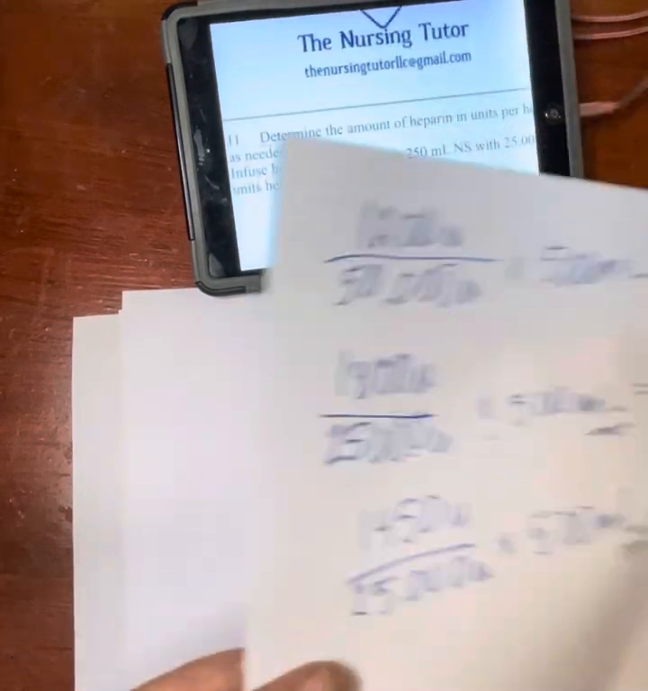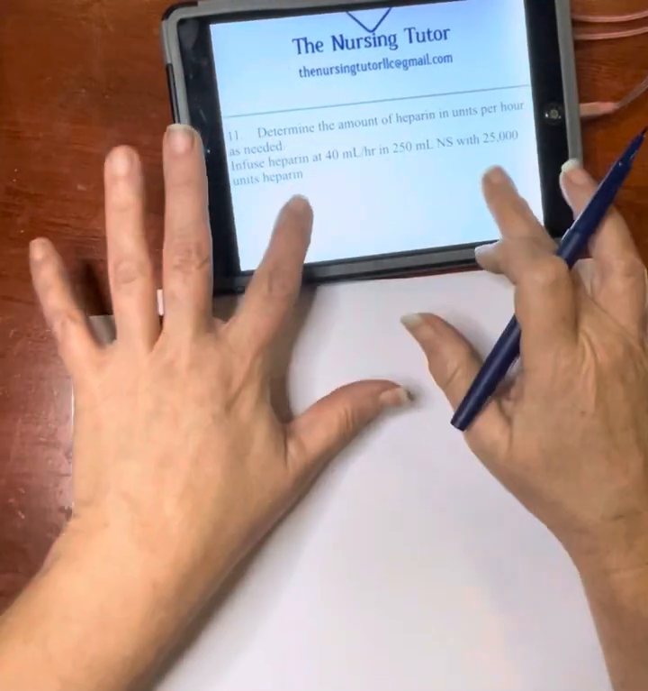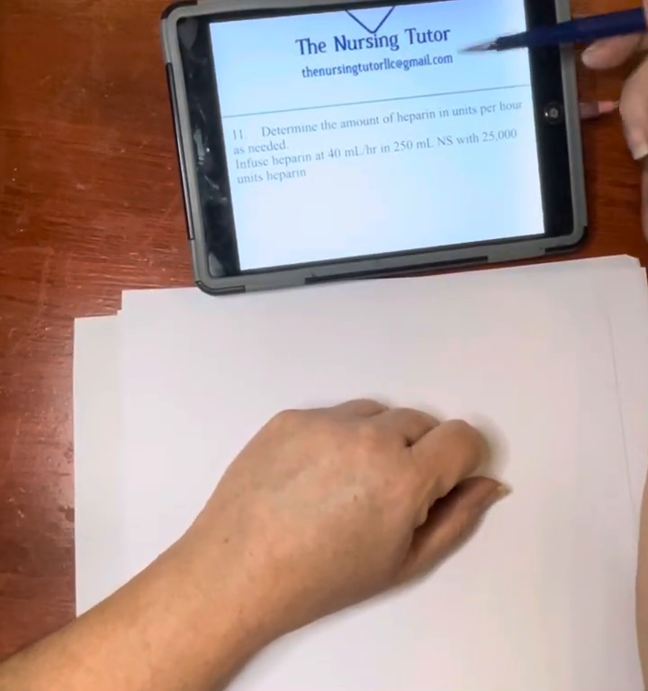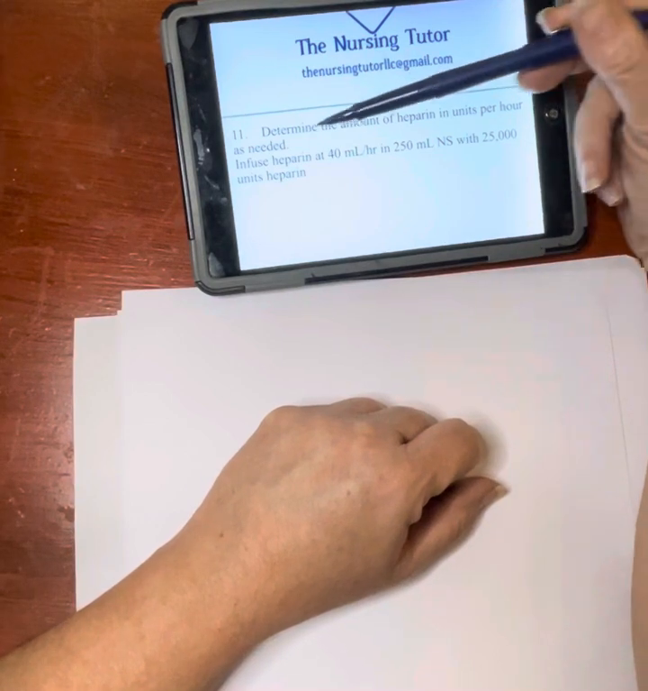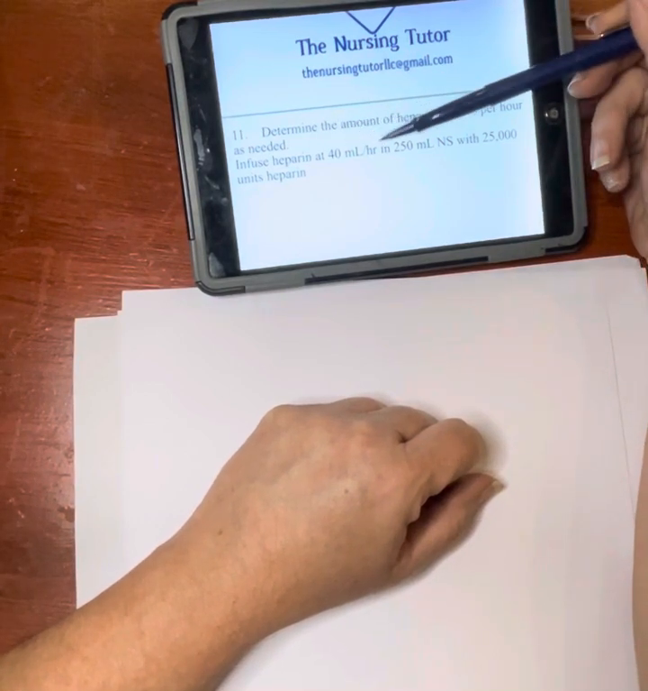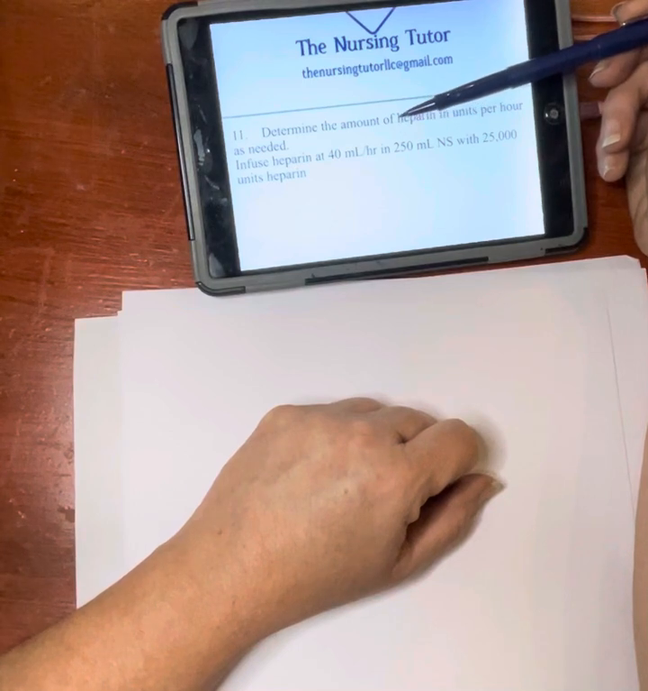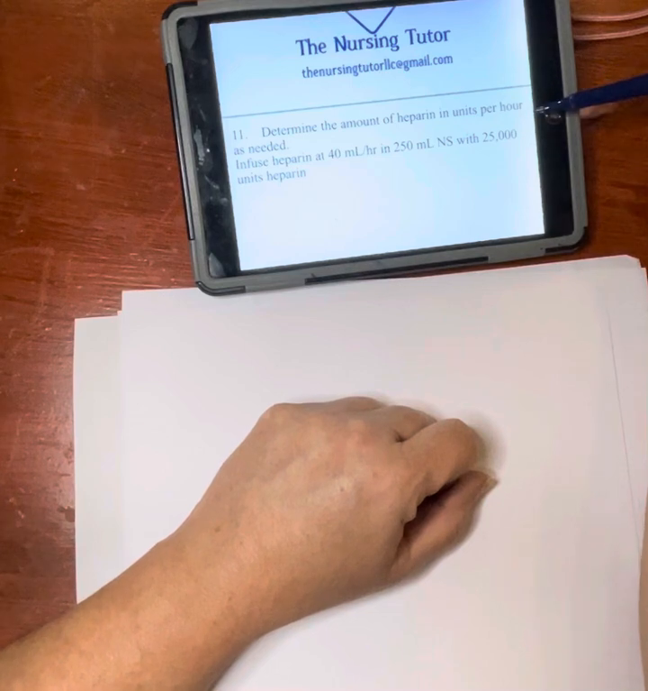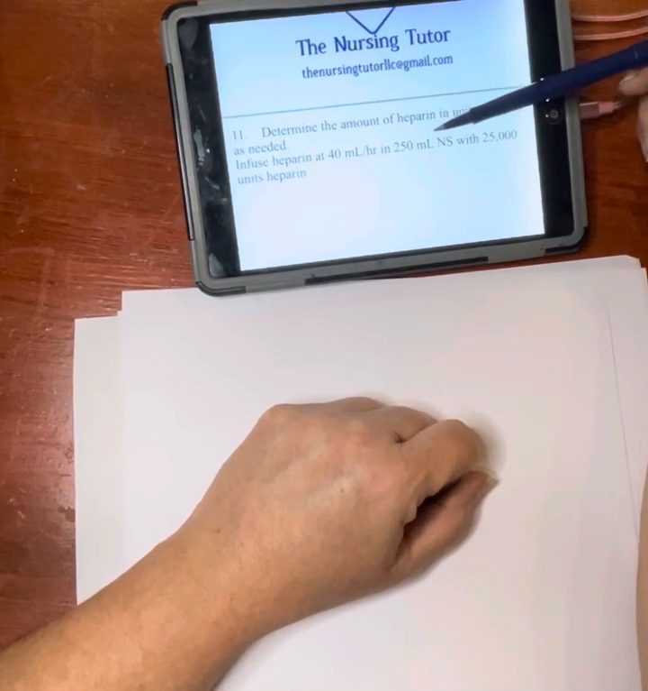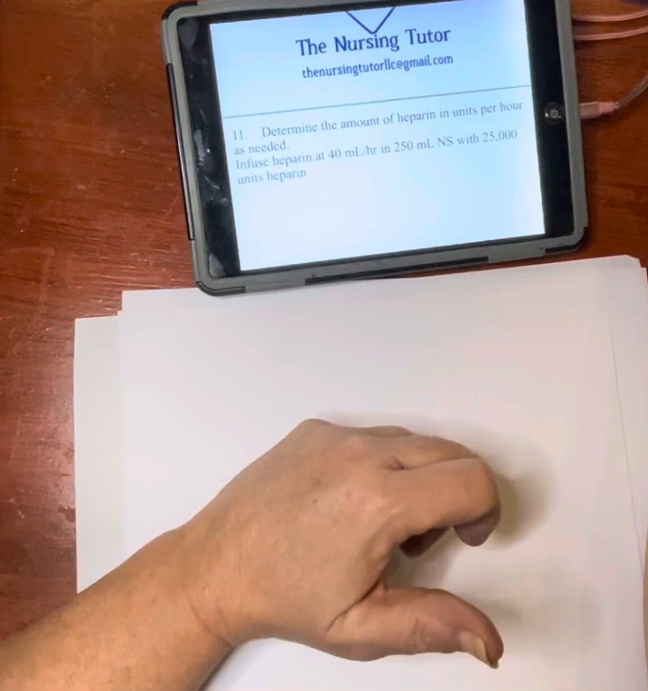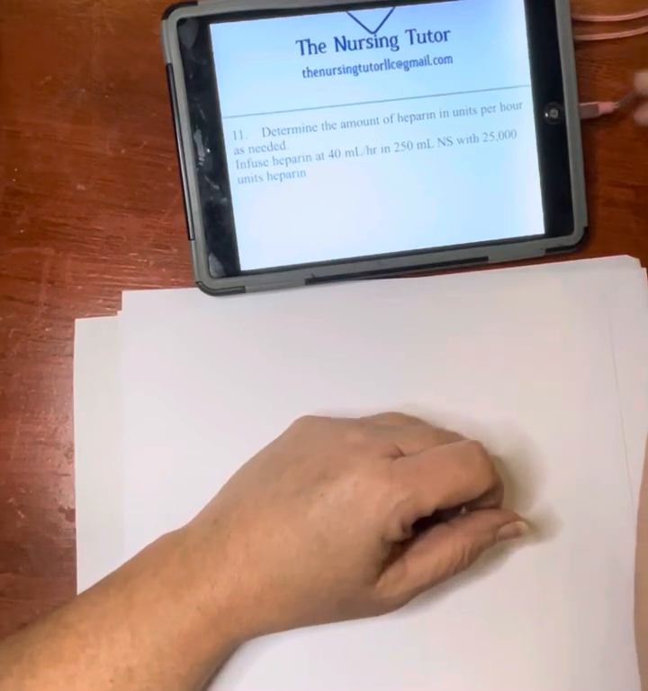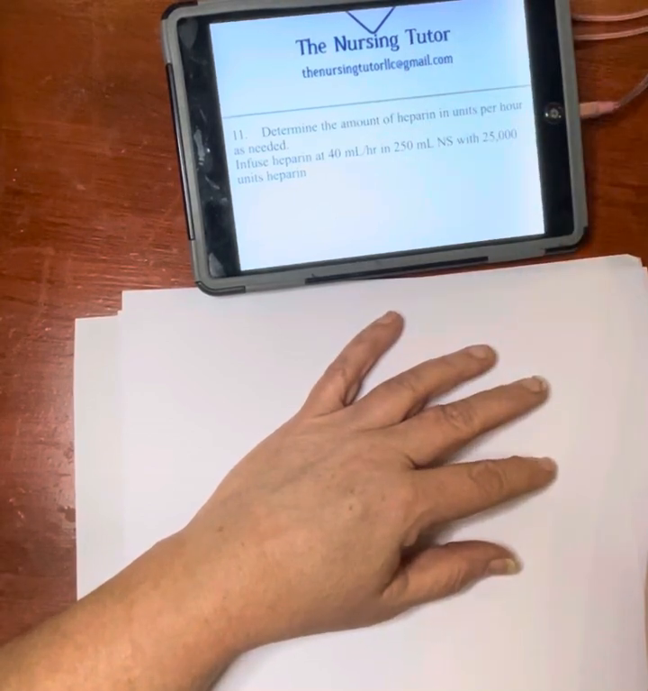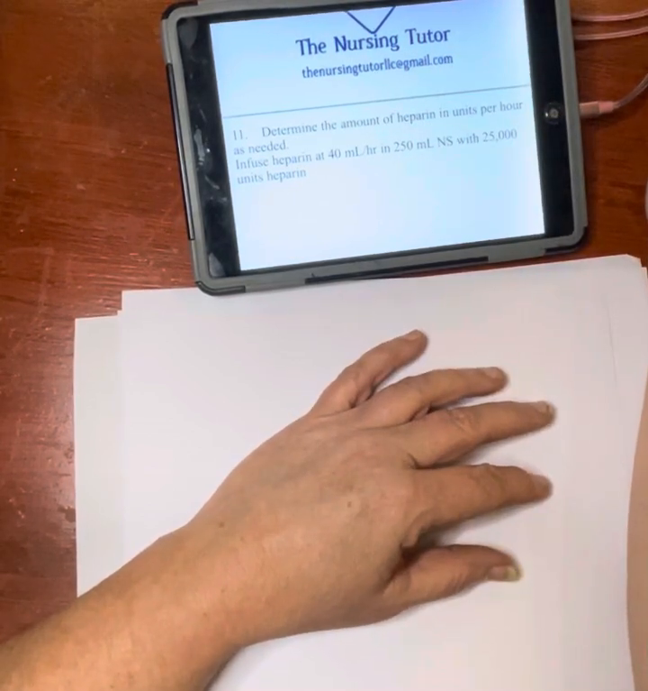Okay, here we go. I don't want this to throw you. So it says, determine the amount of heparin in units per hour infusing heparin at 40 milliliters an hour in 250 milliliters of normal saline with 25,000 units heparin. Now, that was kind of jacked up how they said that. But look, you can take a deep breath and you're not freaking out. You're not trying to read the words through tears. You're going to look for what you know to look for.